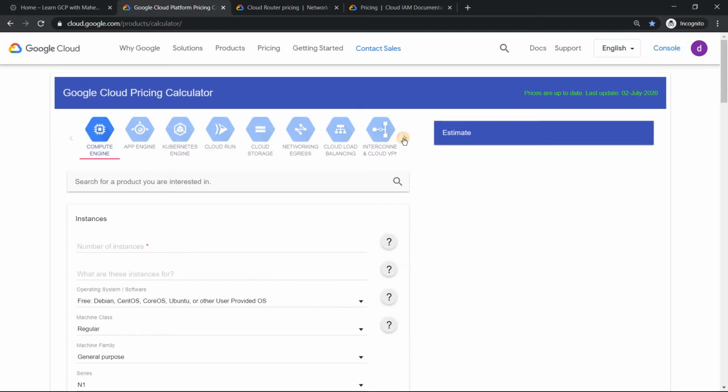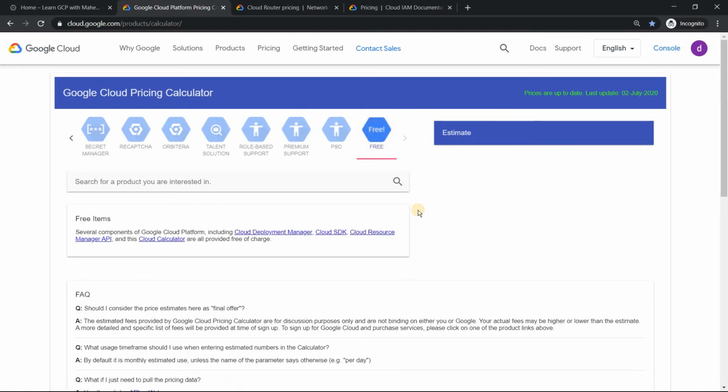But nobody has explored the last component. What is that last component? The last component is free. What are the list of services which you get free out of the box? Deployment Manager, which is really a good one, is like infrastructure as code, somewhat equivalent to your Terraform. That is something totally free which you get.